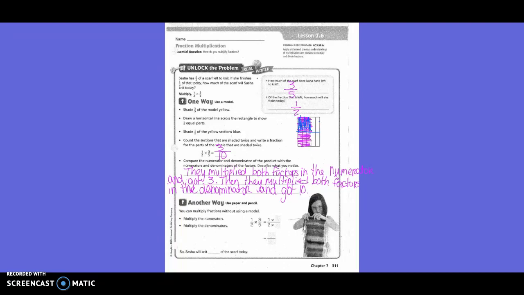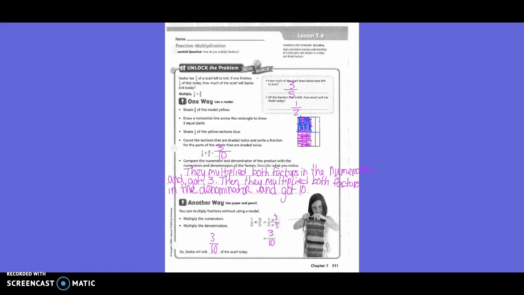Another way, use paper and pencil. You can multiply fractions without using a model. So 1/2 times 3/5, right? All they did was they extended out their fraction bar, right? So 1 times 3 is 3, and 2 times 5 is 10. So Sasha will knit 3/10 of the scarf today.